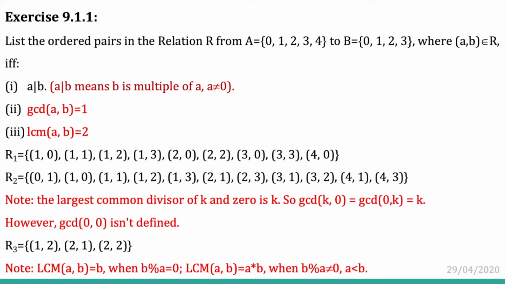By keeping these 2 points in mind, we can also find all the ordered pairs of this relation as well. Moving next, the relation R3 is defined as a relation that contains ordered pairs A and B if and only if the least common multiple of A and B is equal to 2. Now, when two numbers A and B are given such that A is less than B, then the least common multiple of A and B is equal to B when B modulo A is equal to 0. Also, the least common multiple of A and B is equal to A multiplied by B when B modulo A is not equal to 0. Keeping this point in mind, we can also find all the ordered pairs of this relation as well.